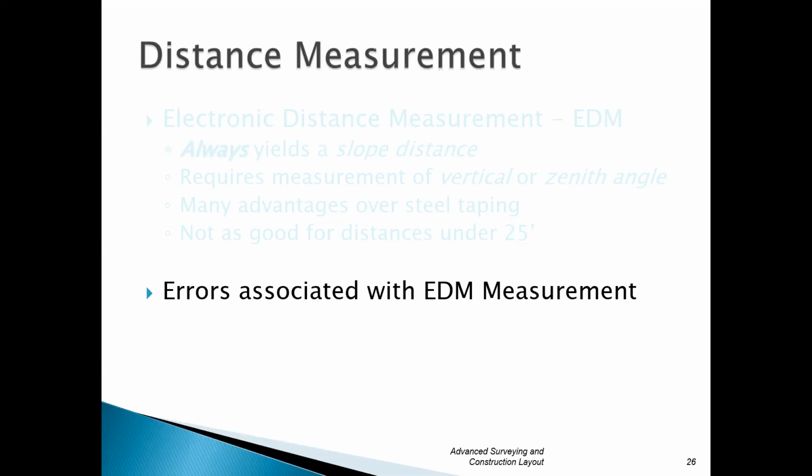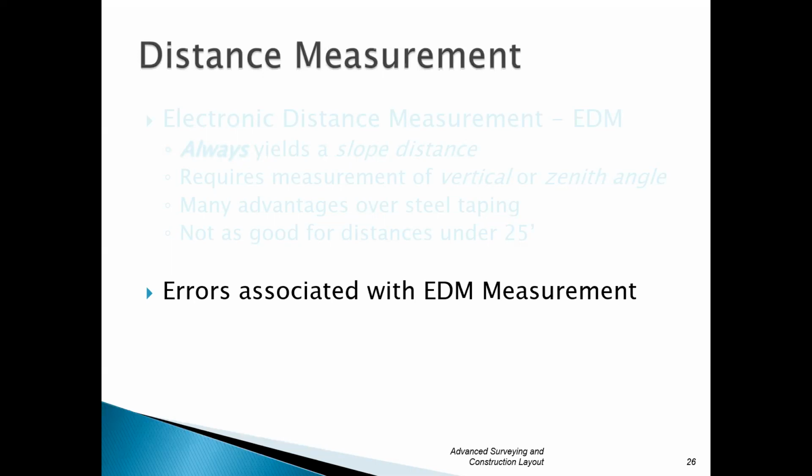Setting up your total station over a point and having it level is important, as well as setting your reflector up over a point and having it level. Because if either one of those aren't level or over the point, you're going to get a different distance. So that would be another example.